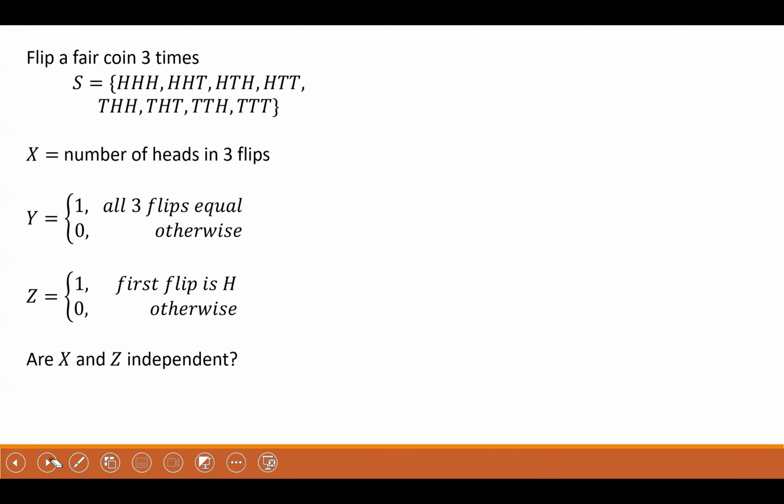Are X and Z independent? We could try and show it. Or we can find a counterexample. So what might be a counterexample? So X is the number of heads in 3 flips. If I tell you the first flip is heads, that means X can be 1, X can be 2, X can be 3, but X can't be 0, right?